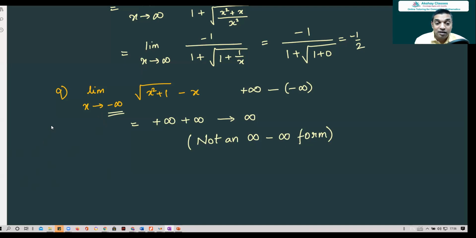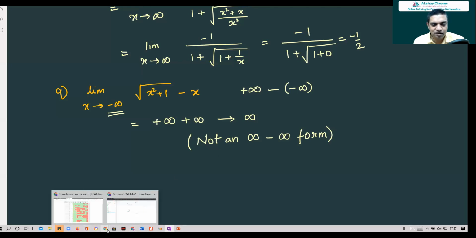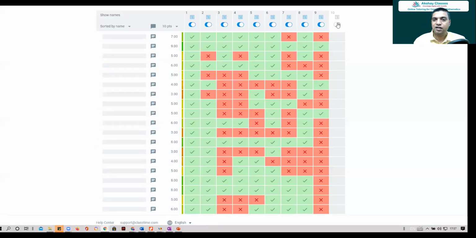That is the trick. If x was tending to plus infinity, then you would have to do a rationalization. Then, of course, you will get 1 upon x square plus 1 by under root plus x, and then as x tends to infinity, you will get 1 by infinity form, so your answer will be 0. That answer is there as an option, and that's why I think most of the students have marked it that way. Let us see.